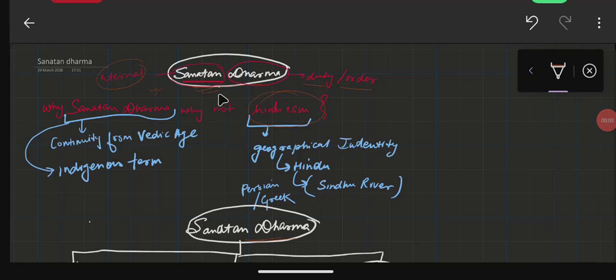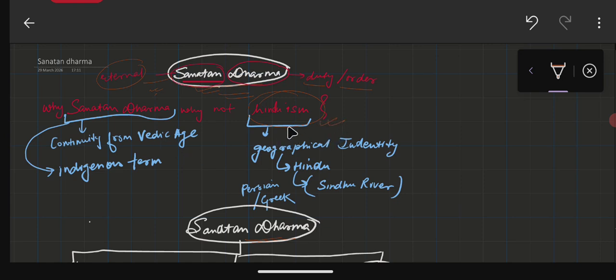In our art and culture series, the second topic which we are going to study is Sanatan Dharma. Sanatan Dharma is made of two words, Sanatan, which means eternal, and Dharma, which means duty or order. Now the question will arise, why Sanatan Dharma? Why not Hinduism, which is a very popular word?